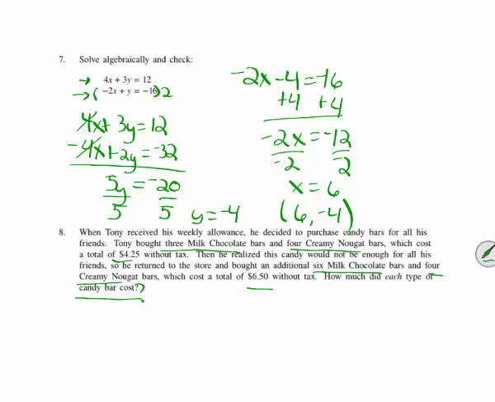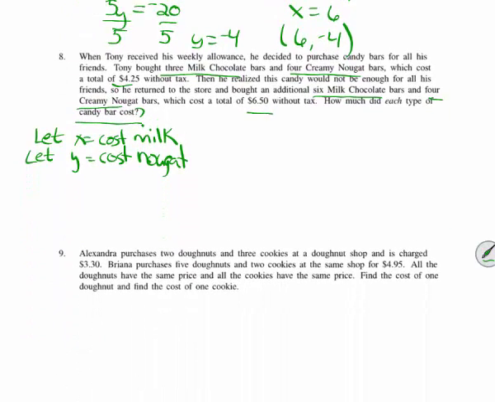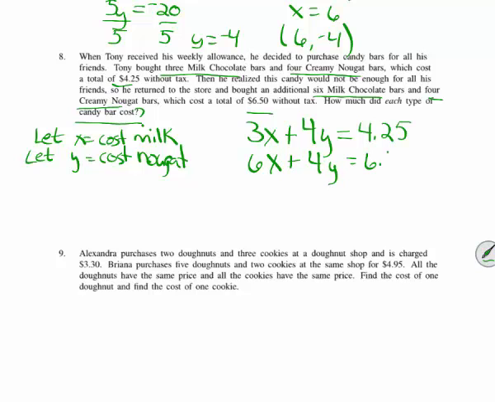That's our big question. So for my let statements, I'm going to let x equal the cost of the milk chocolate, and y is going to be the cost of the nougat, which is such a silly word. All right, now I have to write my equations. So when I do those, we know we bought 3 milk, 3x, 4 nougat, 4y, and that cost me $4.25. And then we had 6 milk, 4 nougat, which cost $6.50.